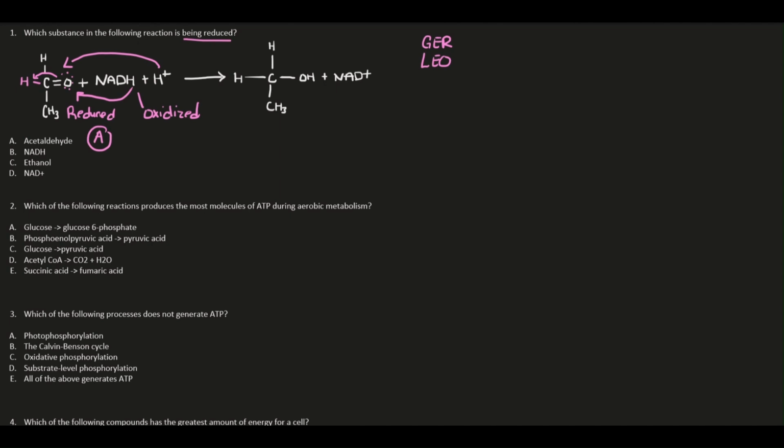Question number 2. Which of the following reactions produces the most molecules of ATP during aerobic metabolism? So we want to know what produces the most molecules of ATP during aerobic metabolism. A. Glucose to glucose 6-phosphate. Well, this occurs in glycolysis, the breakdown of glucose. And in this reaction, ATP is actually being used. So ATP is used. That is a P. B. Phosphoenol pyruvic acid to pyruvic acid. This also occurs in glycolysis, the breakdown of glucose, and 2 ATPs are produced.